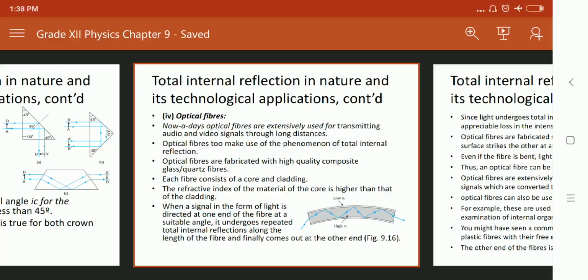Next application we have is optical fiber. The use of optical fiber is increasing nowadays to transmit audio or video signals with better quality over longer distances. Optical fiber works on the principle of total internal reflection. These optical fibers are fabricated with glass, composite glass or quartz material. The fiber consists of two layers of material. The middle material is known as the core, and the outer layer is known as the cladding.